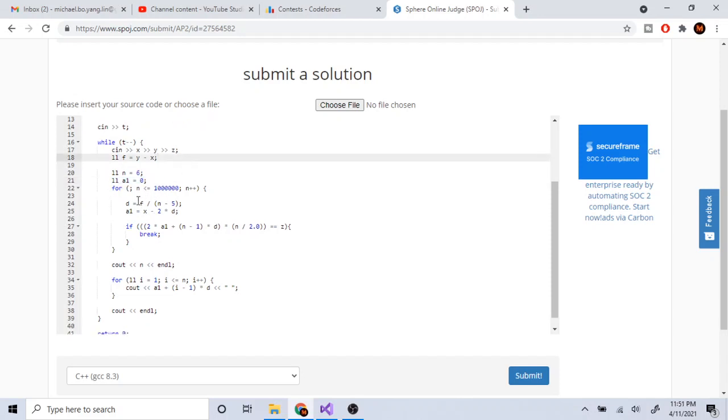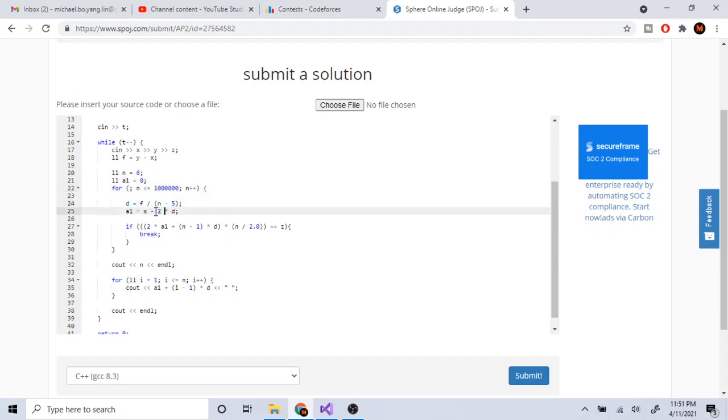So then what did I do? I basically just brute forced every single possible common difference that you could possibly have, right? So like, I don't know, up to 1 million, right? So I'm going through all the possible different common differences you could have, right? And then what am I going to do? All right, so I'm going to take the difference between the third to last term and the third term, and I'm going to divide it by n minus 5.